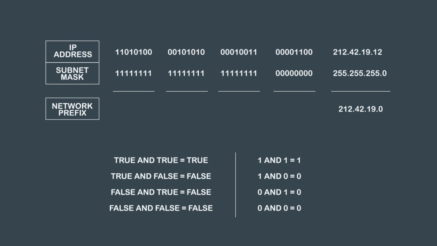As we follow the diagram and read from left to right, you will see how the network ID gets calculated. A 1 and a 1 equals 1, or true. Again, we have a 1 and a 1, so we get true. Next, we have a 0 and a 1, so we get 0, or false, followed by a 1 and a 1, which is true. A 0 and a 1 is false. A 1 and a 1 is true. A 0 and a 1 is false.